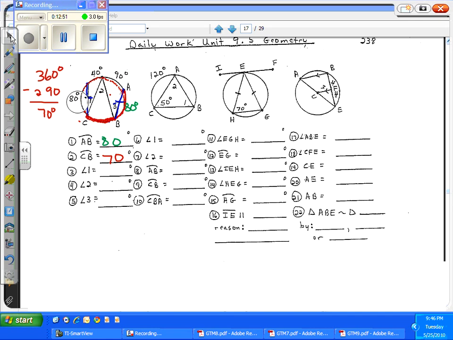Angle 1 is an inscribed angle. You might say, well, where's its vertex? On the circle. If the vertex is on the circle, then it's half of the arc it hits, so the angle's half the arc, 20 degrees. Angle 2, where's the vertex? The vertex is on the circle, so it's half the arc it hits. So it's half of arc CB, so it's 35 degrees. Okay, and you can continue there.